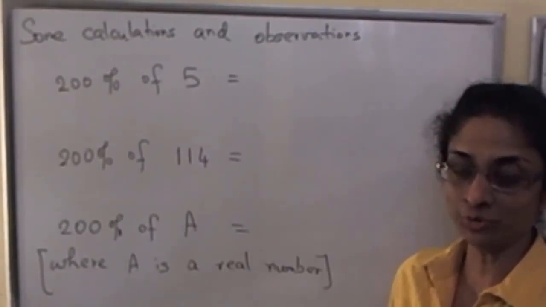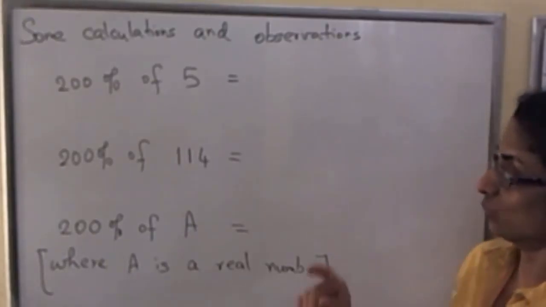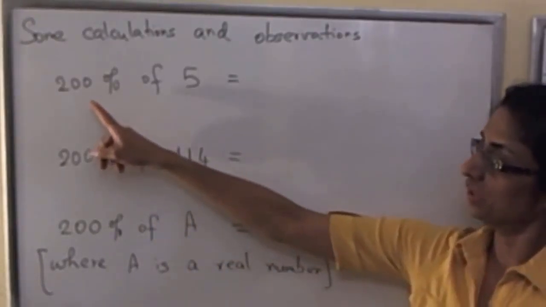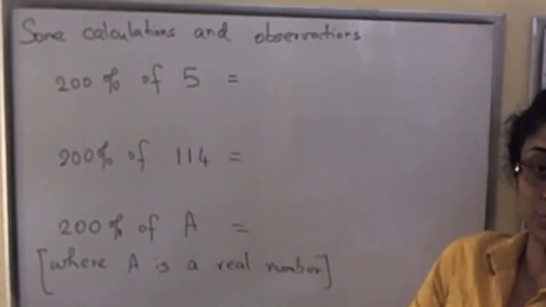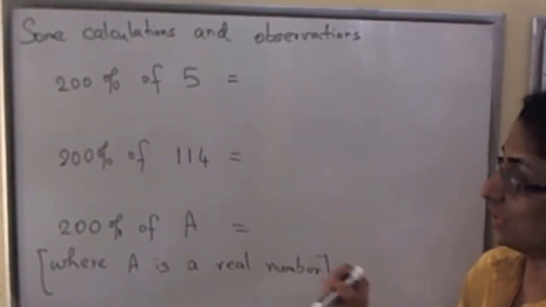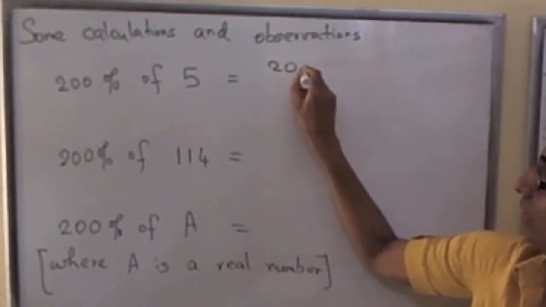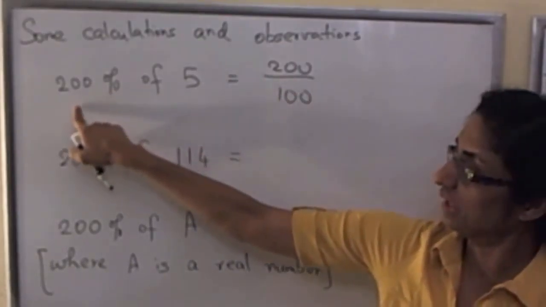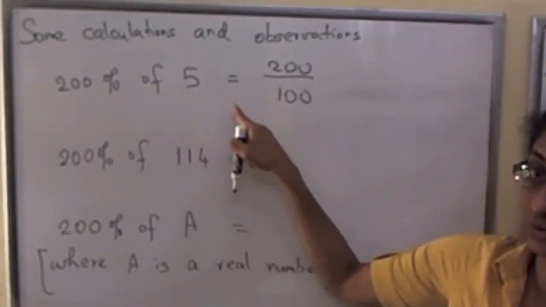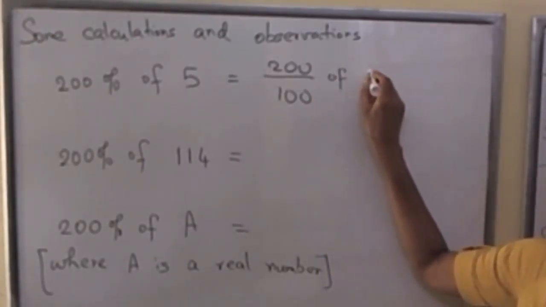Hi, in this video we'll do a few calculations and make some observations. So let's look at what I have here. We would like to calculate 200% of 5. And remember, by definition of percent, 200% is simply the fraction 200 over 100. So when we're trying to calculate 200% of 5, we're really trying to calculate 200 over 100 of 5.